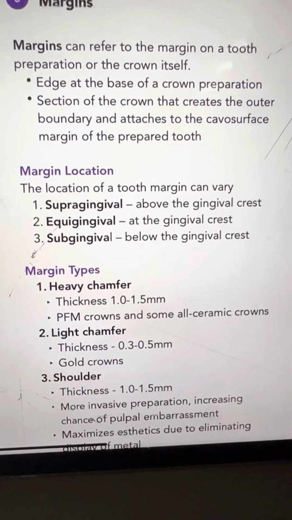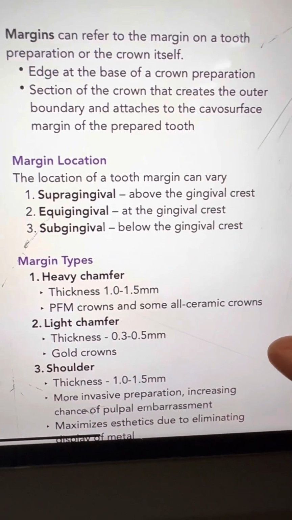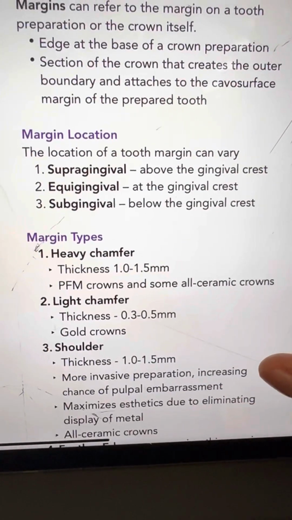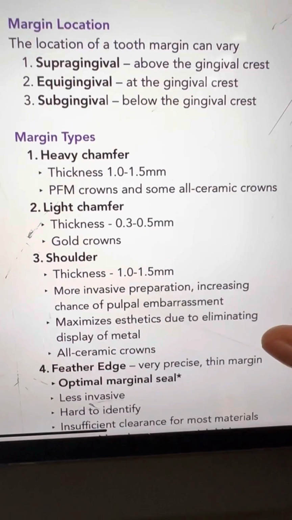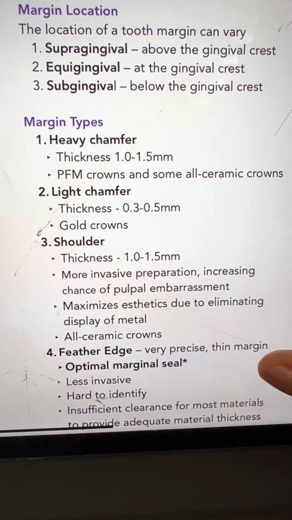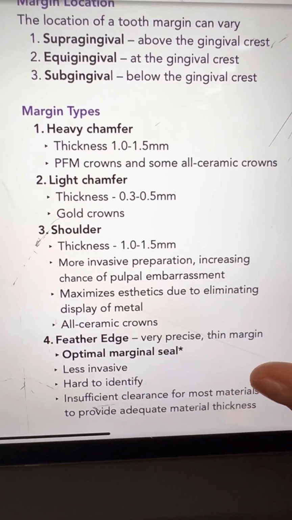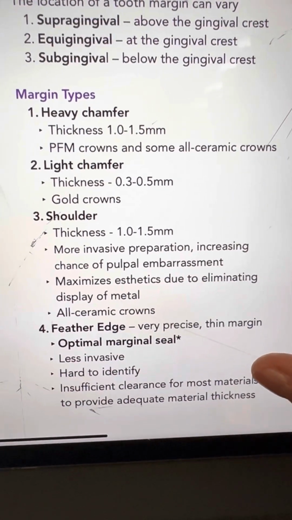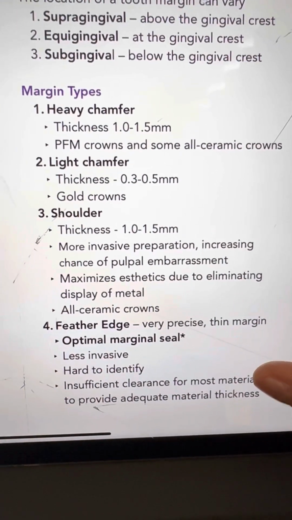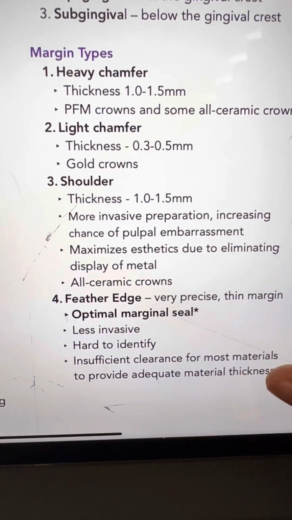Marginal location. The location of the tooth margin can vary. Supragingival: above the gingival crest. Equigingival: at the gingival crest. Subgingival: below the gingival crest. Margin types: heavy chamfer, thickness 1.0 to 1.5 mm, for PFM crowns and some all-ceramic crowns. Light chamfer, thickness 0.3 to 0.5 mm, for gold crowns. Shoulder, thickness 1 to 1.5 mm.